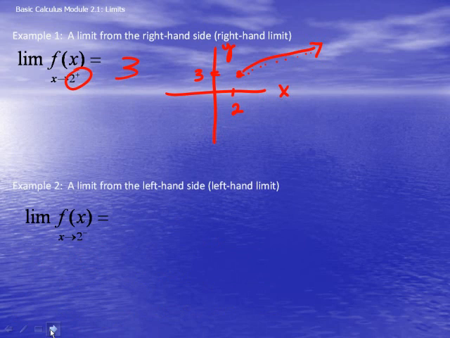All right, let's look at our second example, a limit from the left-hand side, or a left-hand limit. Here we're looking at the limit of f of x as x approaches 2 from the left-hand side. Notice that in this case, as we approach 2 from the left, which is this notation, as we're getting closer and closer to this x value 2, our height is going to be equal to 5. And so that would be the answer to this one.